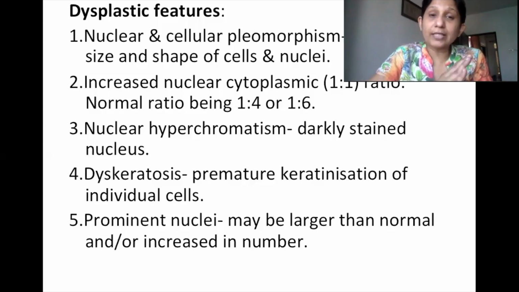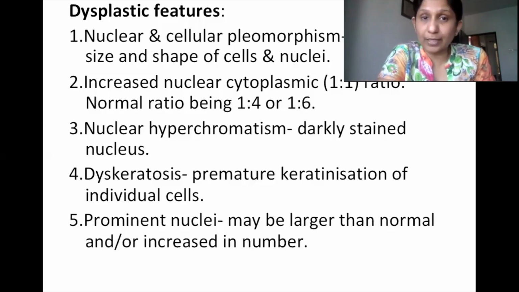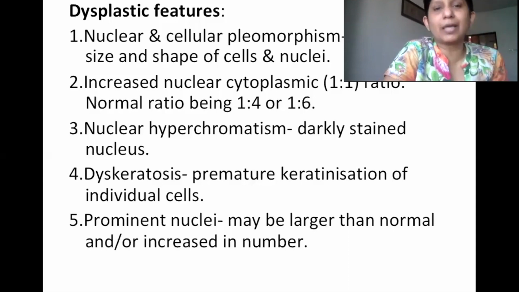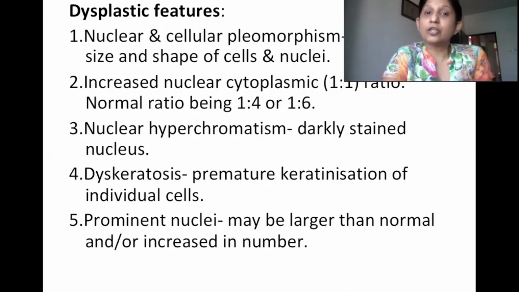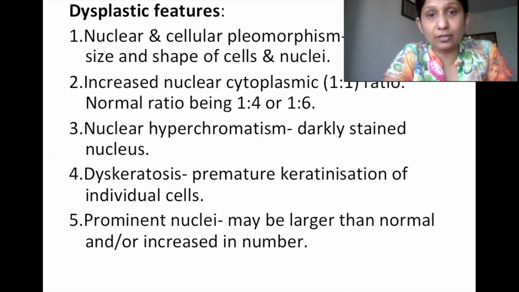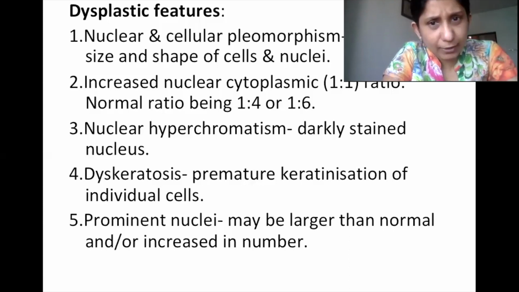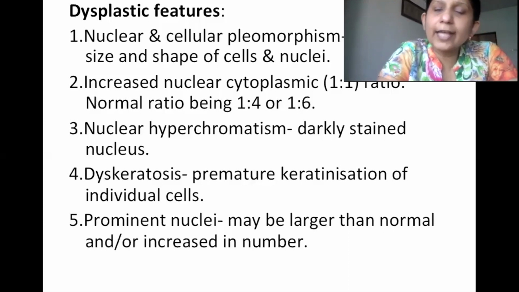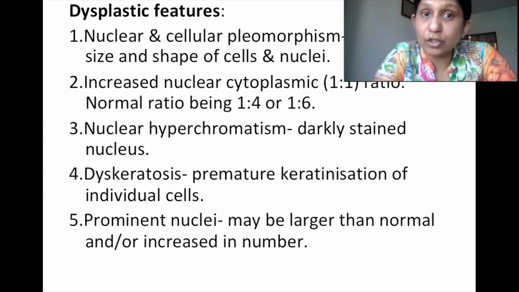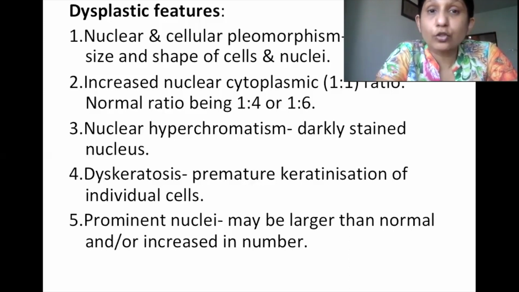So that is called increased nuclear cytoplasmic ratio, which at a maximum can be 1:1. That is, the nucleus can be of a similar size to that of the cytoplasm. The next point is nuclear hyperchromatism. The word chroma means color. Hyperchromatism means the nucleus is showing more color.